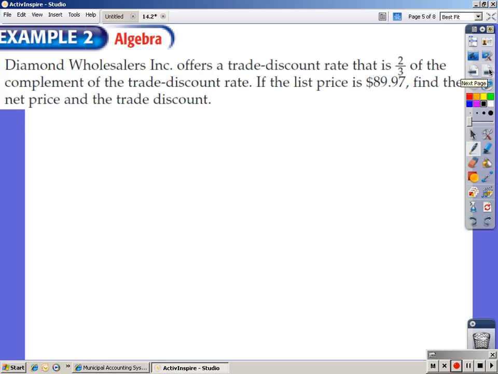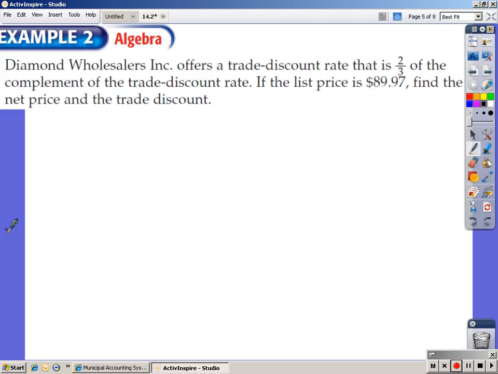Now, here's where it gets a little tricky, so pay attention. Diamond Wholesalers Incorporated offers a trade discount rate that is 2/3 of the complement of the trade discount rate. If the list price is $89.97, find the net price and the trade discount.